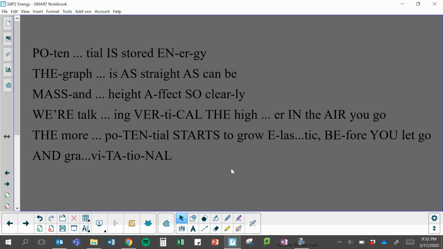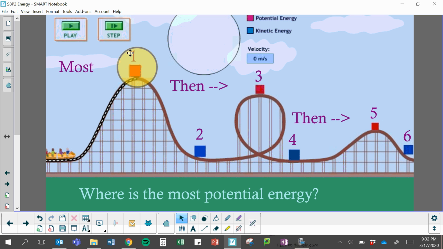And this is also in our song. So it's right here when we have mass and height affect so clearly. So mass and height are going to affect the potential energy, and what we were just looking at was dealing with height. And says we're talking vertical. The higher in the air you go, the more potential starts to grow. So the higher in the air, the more potential energy is what that's saying. So the higher we are up here, the more potential.